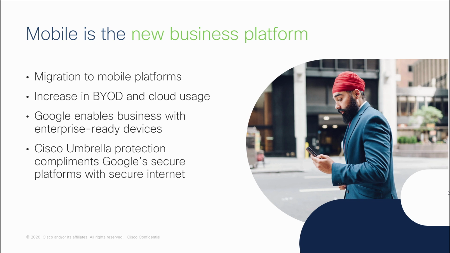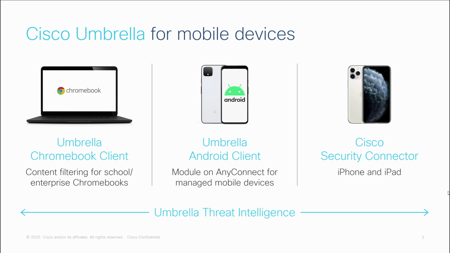Cisco Umbrella has multiple options to protect your mobile users. The Umbrella Chromebook client provides content filtering and security for schools and enterprises which deploy Chromebooks. The Umbrella Android client provides Umbrella's class-leading DNS layer security for managed mobile devices. And lastly, the Cisco Security Connector leverages the same security for iPhones and iPads. All of these integrations also leverage Umbrella's threat intelligence. Now let's jump into a short demo showcasing the integration between Cisco Umbrella and Android.